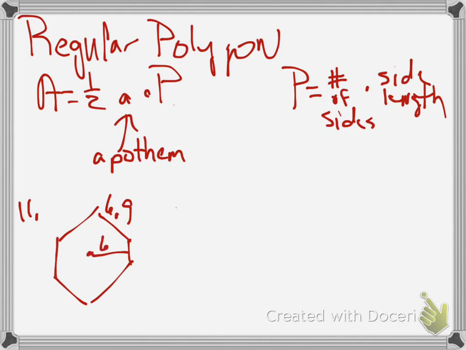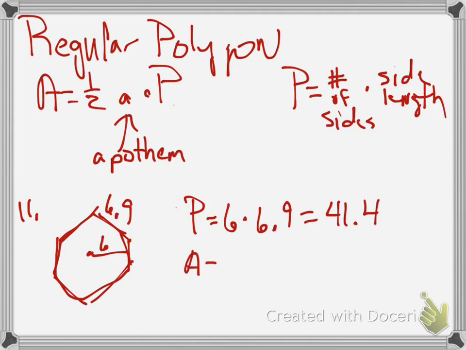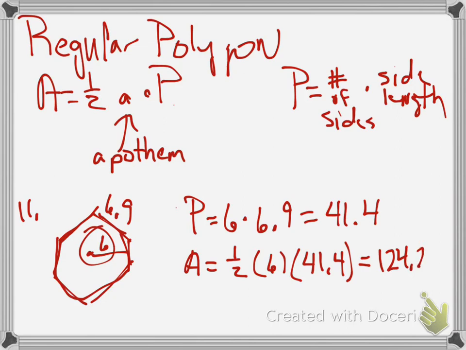So all I got to do here for the area, first off, I need to find the perimeter. So let's talk about the perimeter. Perimeter is the number of sides. So in this case, 6. 6 times 6.9. And you would get an answer of 41.4. Then I would say the area is equal to 1/2 the 6, which is the apothem, times the 41.4. And that would give me my answer, which in this case is 124.2. Let's see, square feet. Okay, and that's all you got to do on that one.